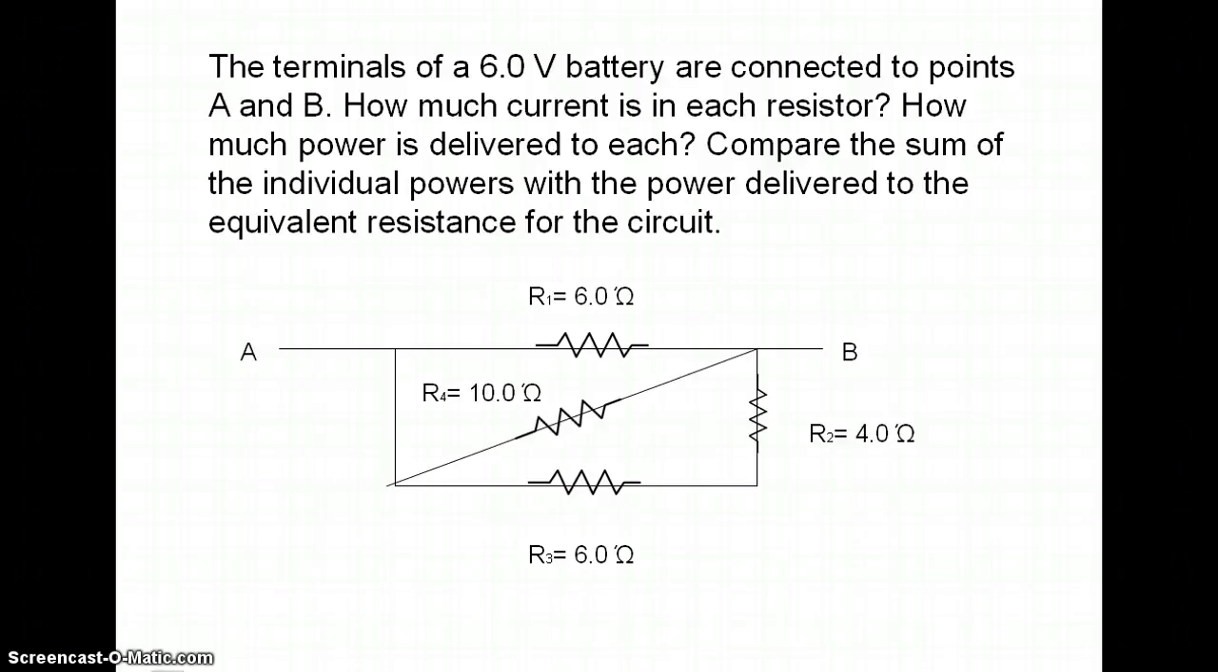This is problem number 16 on page 653, and the problem reads: the terminals of a 6-volt battery are connected to points A and B. How much current is in each resistor? How much power is delivered to each? Compare the sum of the individual powers with the power delivered to the equivalent resistance for the circuit.